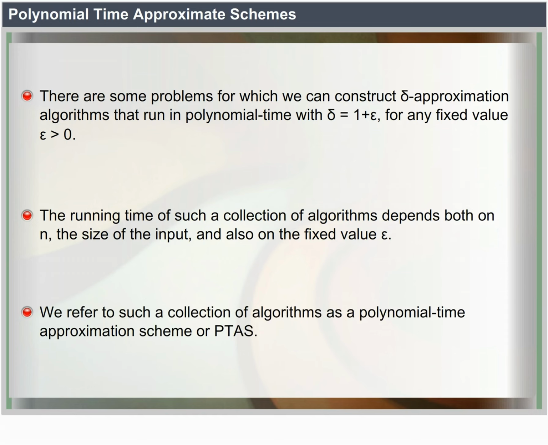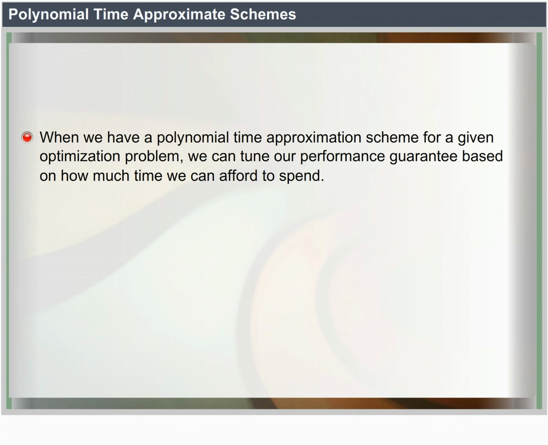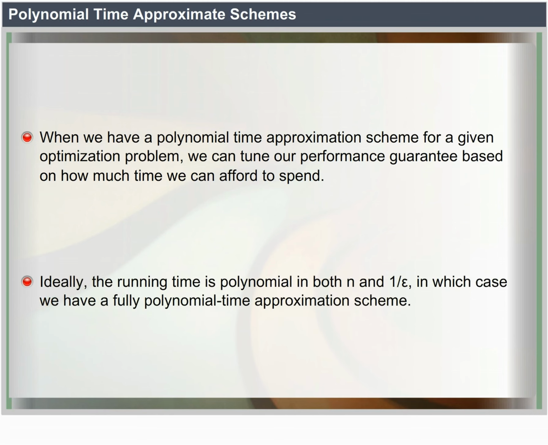When we have a polynomial time approximation scheme for a given optimization problem, we can tune our performance guarantee based on how much time we can afford to spend. Ideally, the running time is polynomial in both n and 1/epsilon, in which case we have a fully polynomial time approximation scheme.